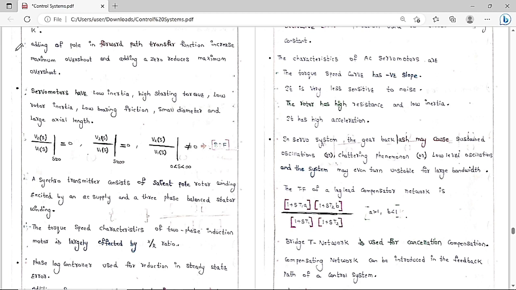Now the next point is, suppose V2(s) by V1(s) at s equal to 0 is equal to 0. Similarly, V2(s) by V1(s) at s equal to infinity is again equal to 0.